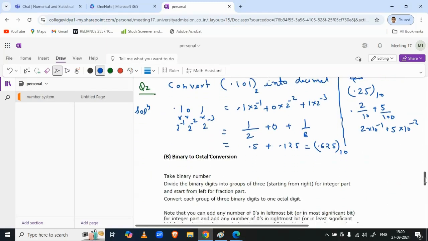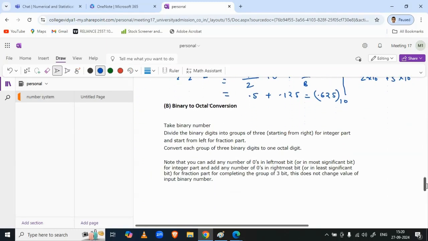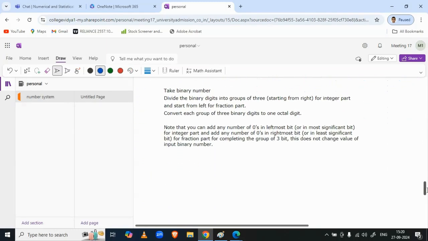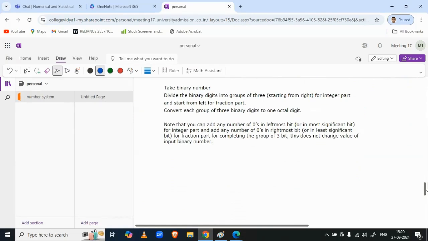Okay class? So the next topic is binary to octal conversion. What is the procedure to convert from binary to octal? Take the binary number and divide the binary digits into groups of three digits, because an octal digit is represented by 3 bits, as I told you previously. For the integer part, start from the right, and for the fraction part, start from the left.